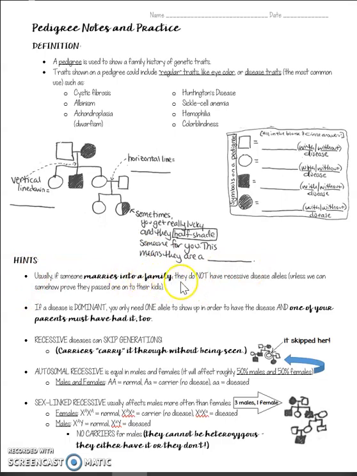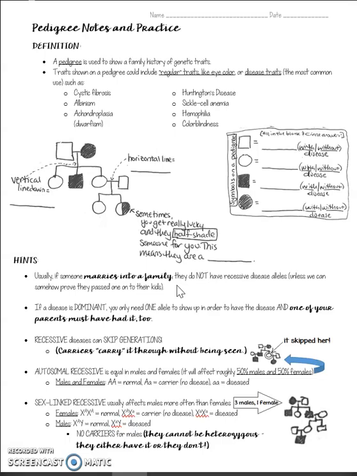If someone marries into a family, generally, if we're looking at disease alleles, they're not going to have those unless you have some kind of evidence that they have to. So, for example, if someone marries into a family and they don't have the disease, but then their kid ends up having a recessive disease, then they probably did have it because they had to be able to pass it on. There's one exception to that, and we'll talk about it.